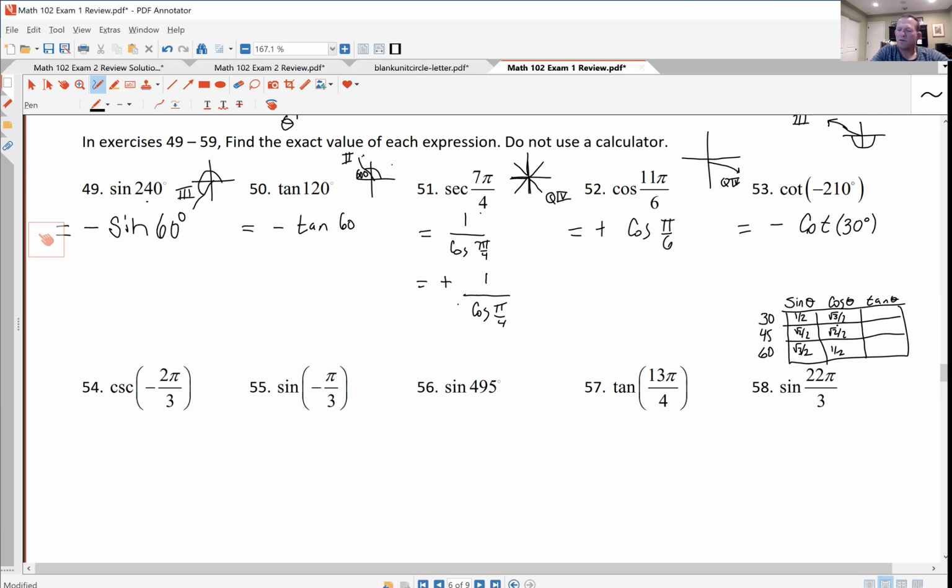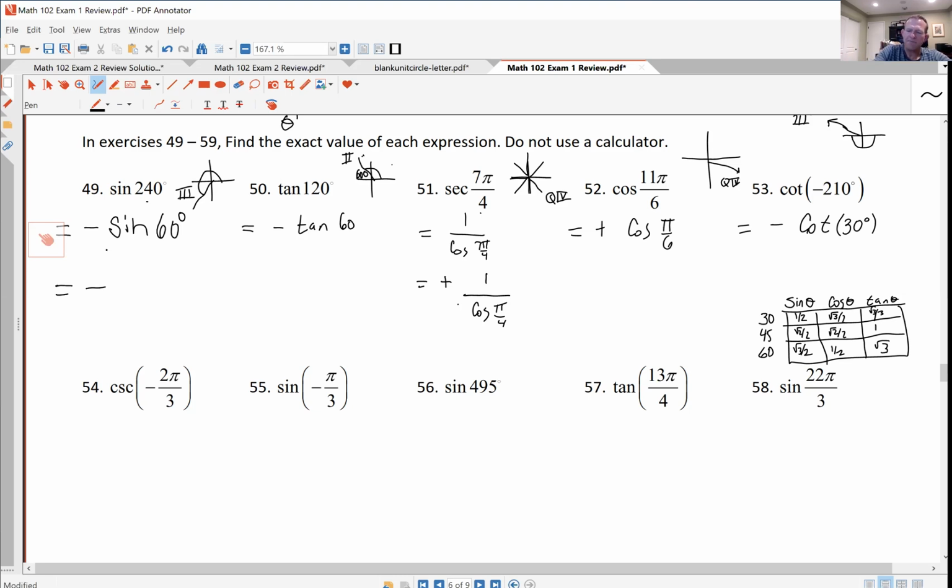And 1/2 over root 3 over 2 is 1 over root 3, or root 3 over 3. Root 2 over 2 divided by root 2 over 2 is 1, and root 3 over 2 divided by 1/2 is root 3. So now with that little table in hand, I can go back and finish all these problems.